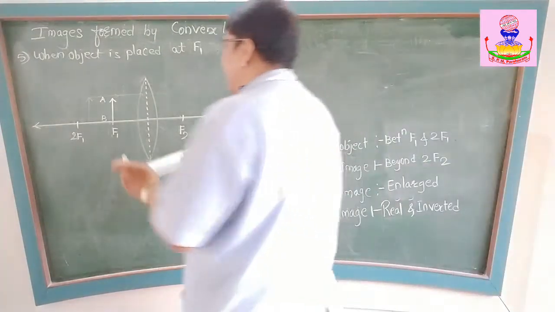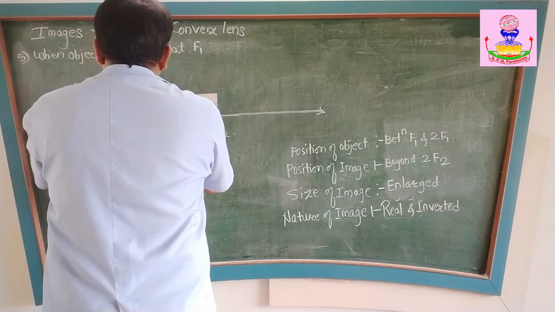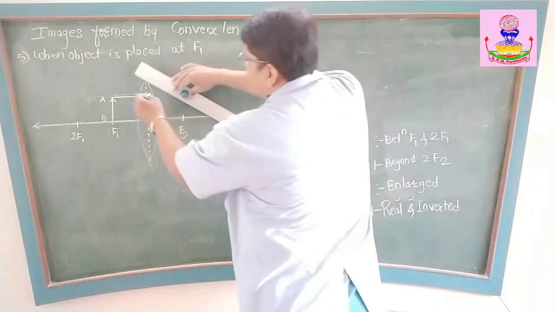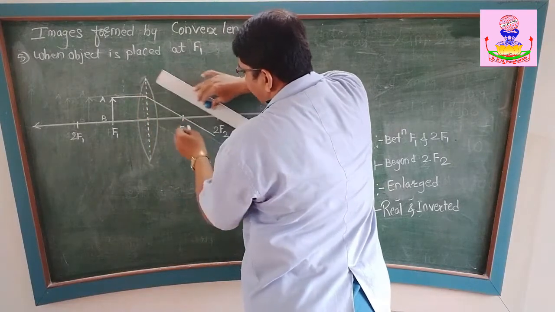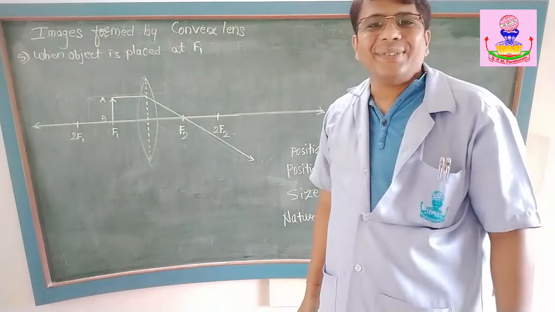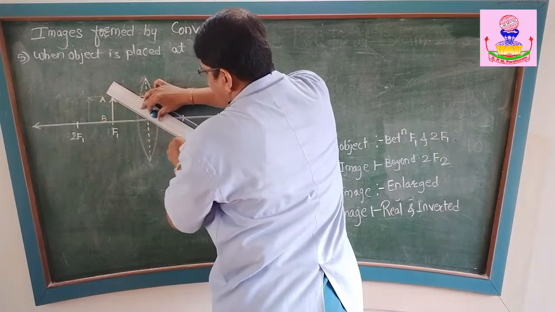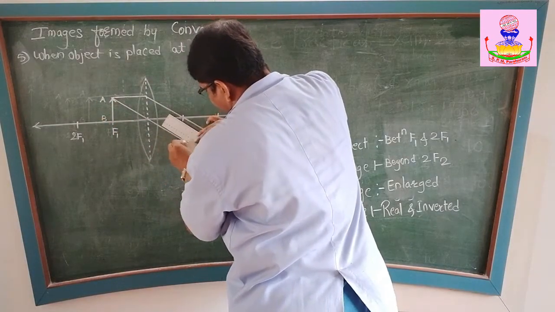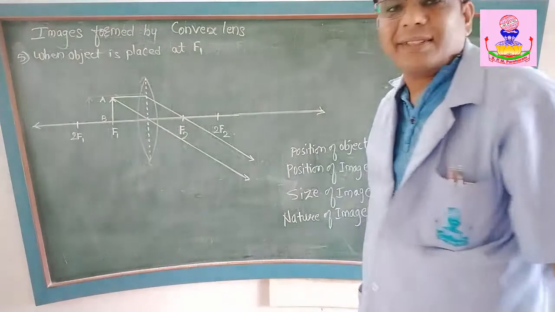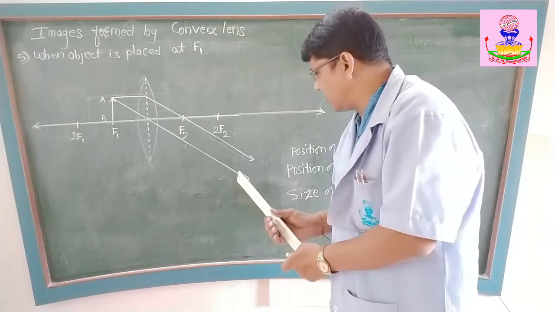So first ray of light, what is it? Yes, a ray of light parallel to the principal axis, incident on the convex lens, after refraction will pass through focus F2. Do you understand? Right. And the second ray of light, simple. The ray of light passing through the optical center passes through undeviated after refraction, right? Now you can see it.